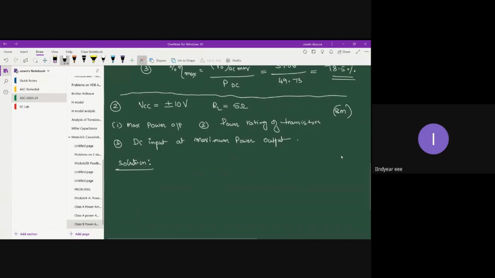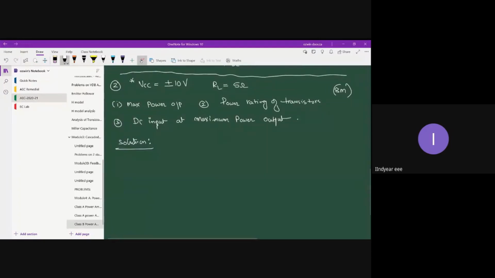Here they have clearly mentioned that it's a complementary symmetry push-pull amplifier, not a transformer coupled push-pull amplifier. There's one more point to be noted: they have mentioned VCC as plus or minus 10 volt, but we can always take plus 10 volt because the other transistor is an identical transistor that works for negative voltage and current levels. All right, fine. So first let us look at the data. VCC value is given and resistance value is given, and you have been asked to find the maximum power output. Power output is always AC.